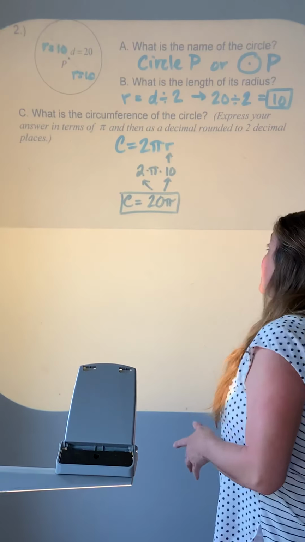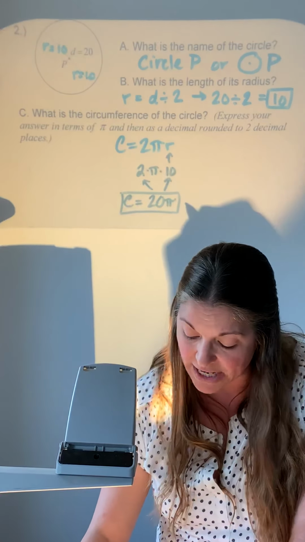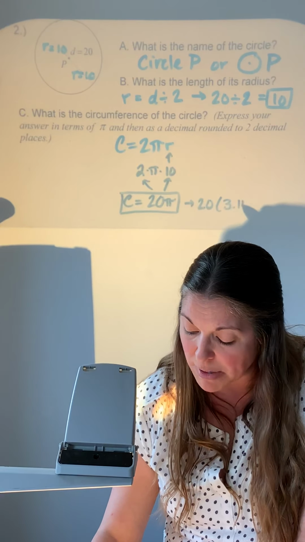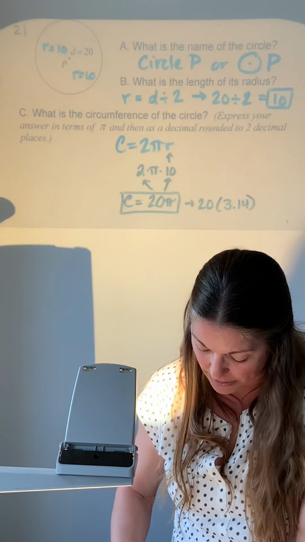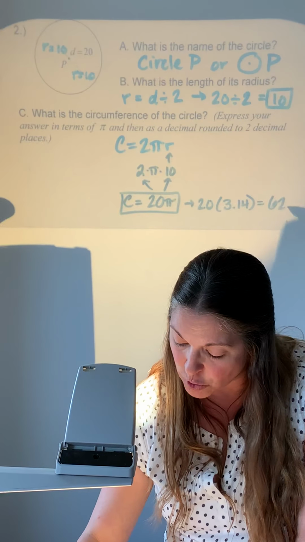Again, if we're interested in the decimal, which I am, I'm going to take my calculator. I'm going to take 20 and multiply it by 3.14, and that will give me 62.8.